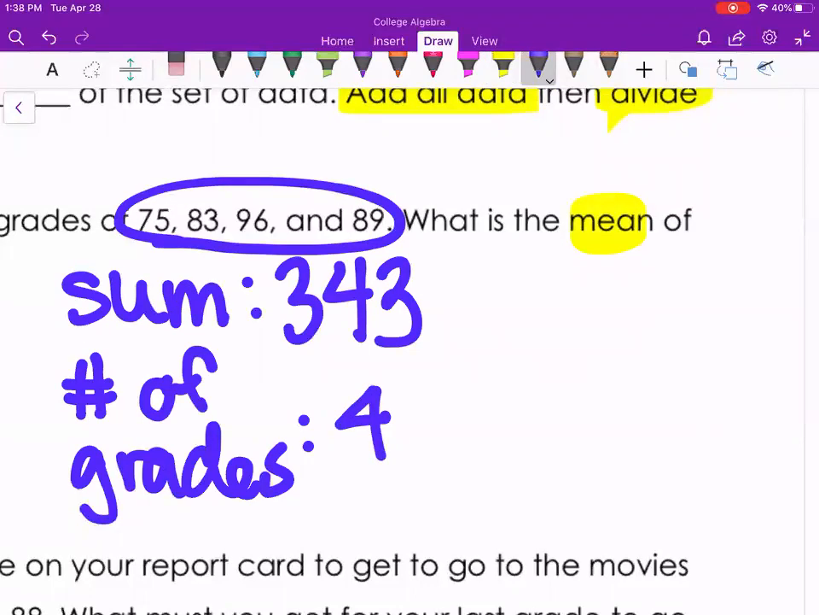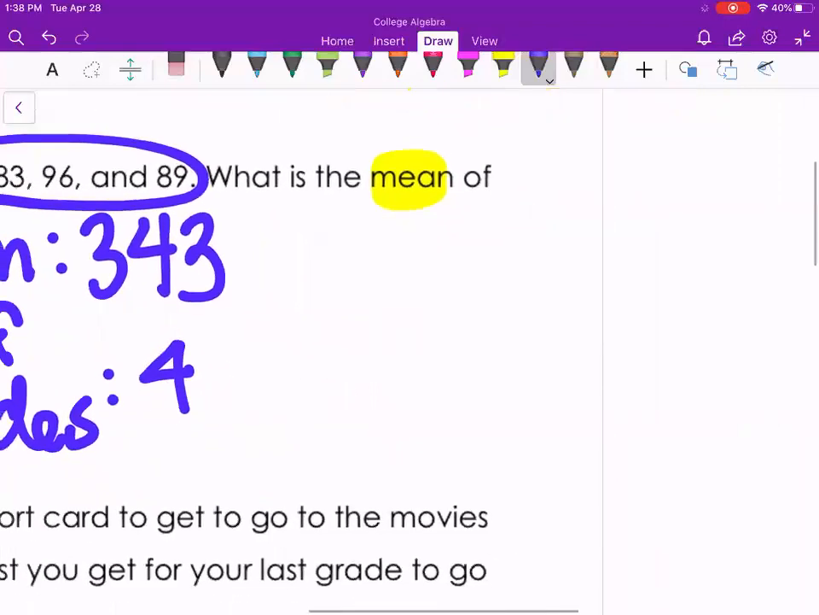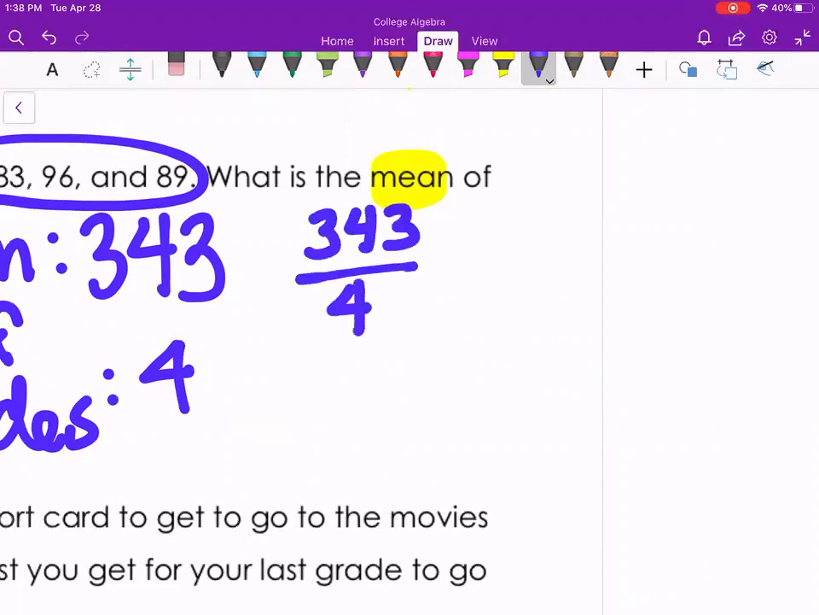So now that we've added them up, we found the sum. The next step is to divide these two numbers. So we need to know what is 343 divided by the 4 grades we have. And we do get a value of 85.75.